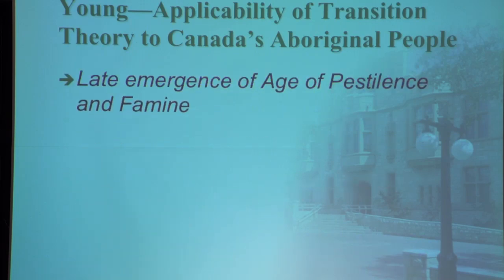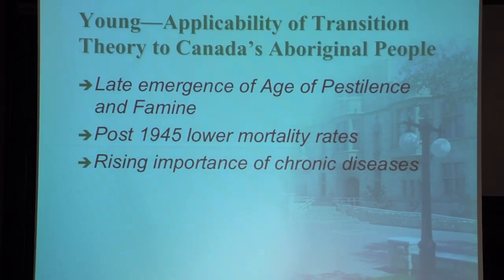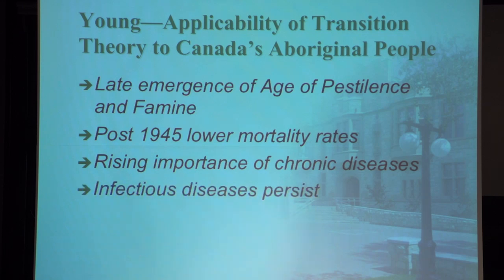However, does this apply to Aboriginal people? It doesn't necessarily. In ways it does, and in others it doesn't. So we have, for instance, a late emergence of the age of pestilence and famine. We have a later period of emergence of these kinds of disease after hundreds of years. It appeared overseas in the non-Aboriginal population, but certainly it was later to appear, and also of longer duration. We see post-1945 lower mortality rates, which is a good thing, and population booms accompanying that. But we do see rising importance of chronic diseases. So there is, in some cases, less health, but less mortality.